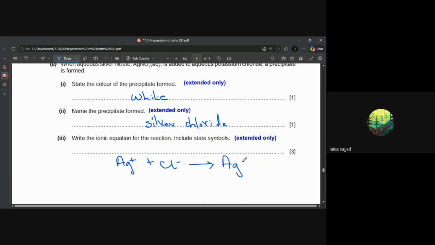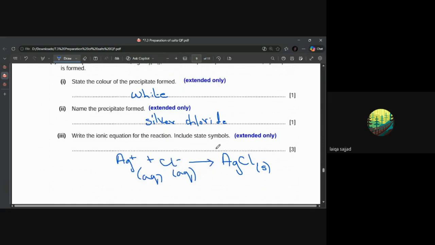Now tell me the state symbols. It will be aqueous and silver aqueous, chloride aqueous, and the product is solid. Solid, very good. And what are the spectator ions in this reaction? Potassium and nitrate. Very good.